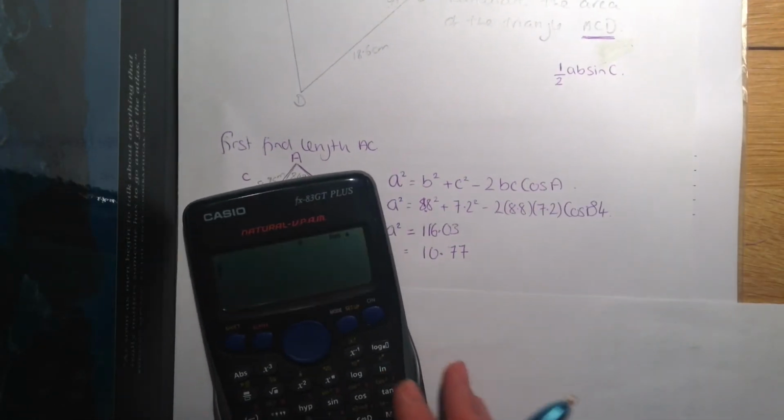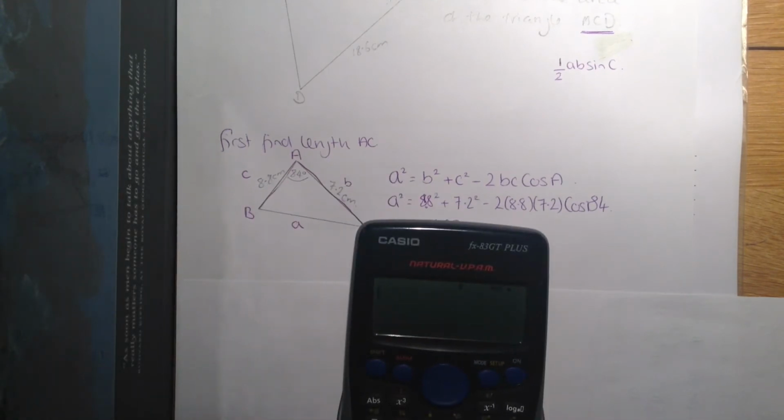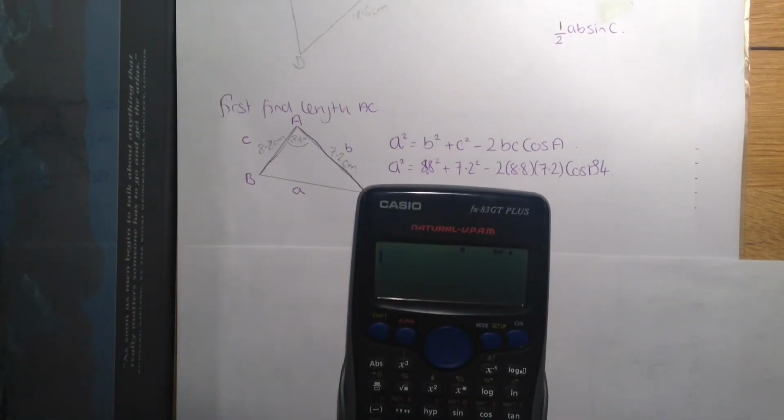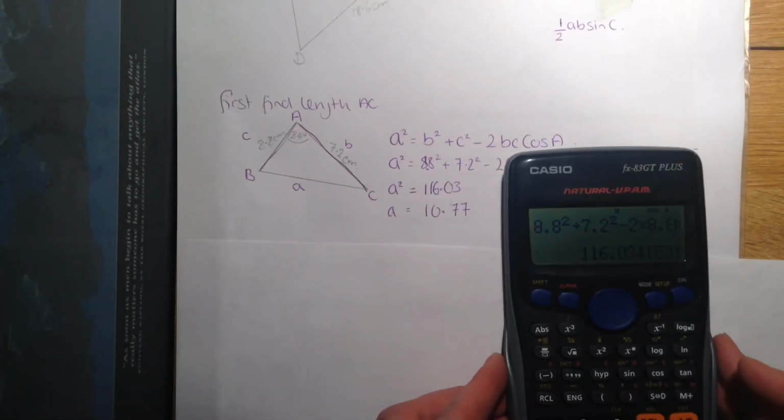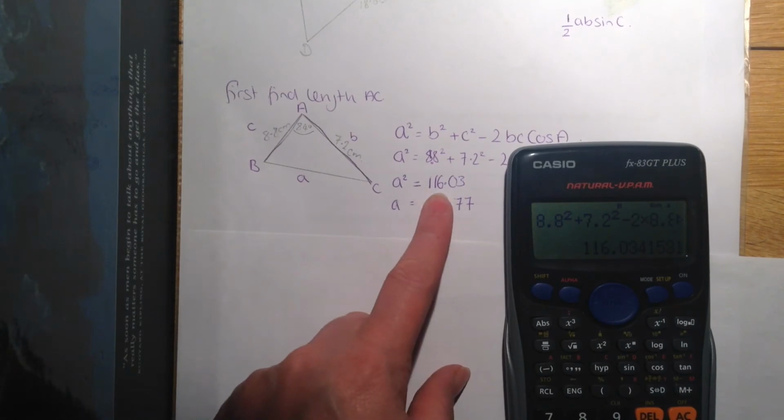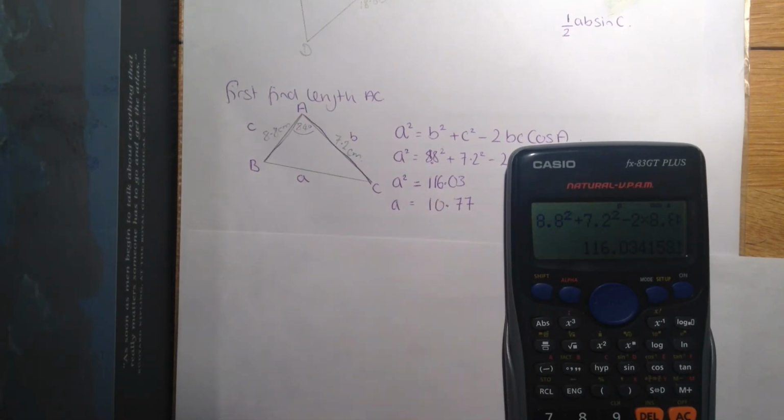Popping it into my calculator, just having a quick look at this. Whoops, a bit dark in there, isn't it? Right, okay. We're going to have 8.8 squared plus 7.2 squared minus 2 times 8.8 times 7.2 times cos 84. Don't forget to close that bracket. And here's our answer. So I've written down 116.03, but I've left the big number in my calculator.